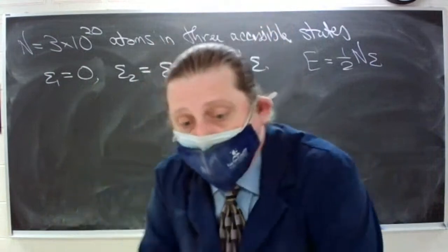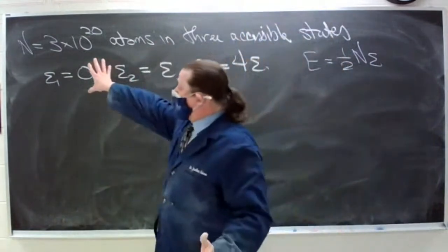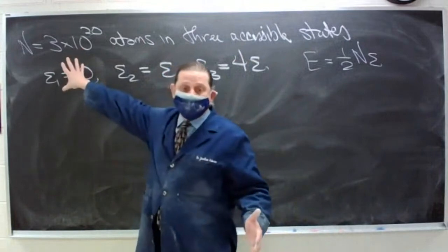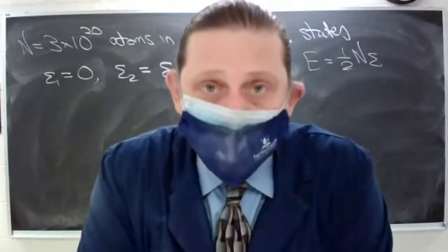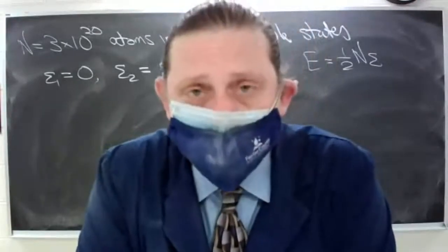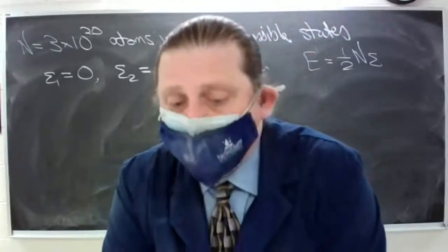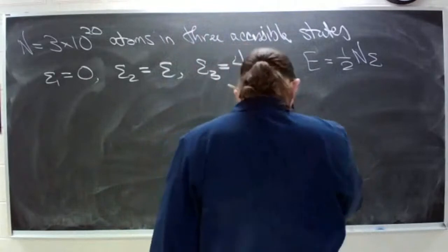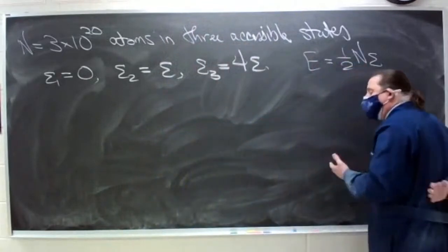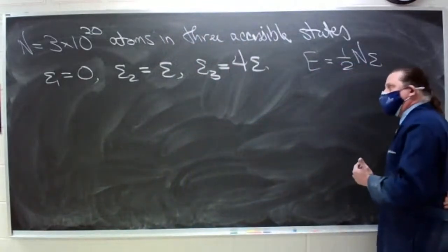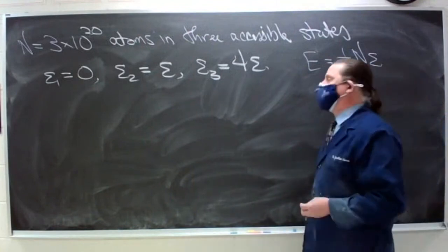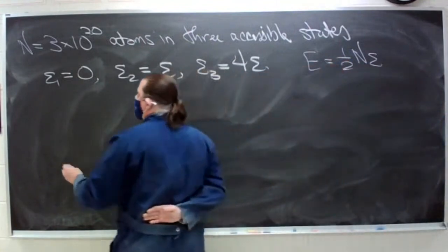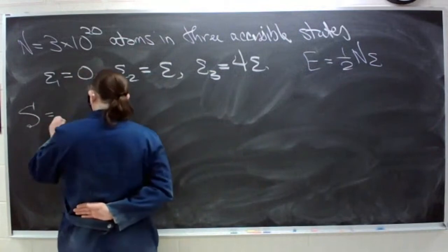Now I don't have to worry about the occupation of the lowest state as far as looking at the total energy. So that makes it convenient. Now what I'm going to do is ask you to calculate the entropy for various occupation numbers. So let's see what the entropy is here.